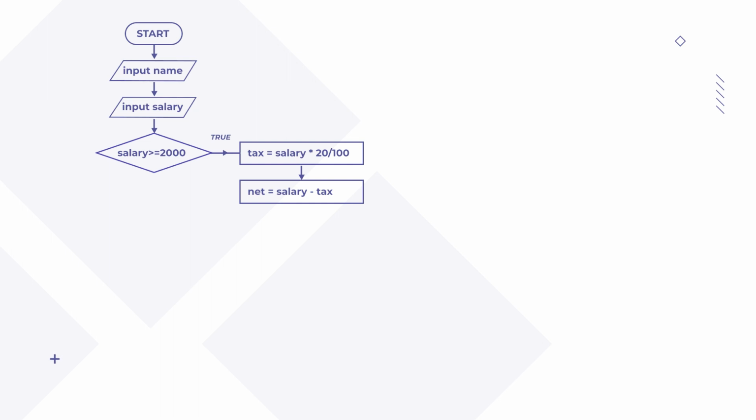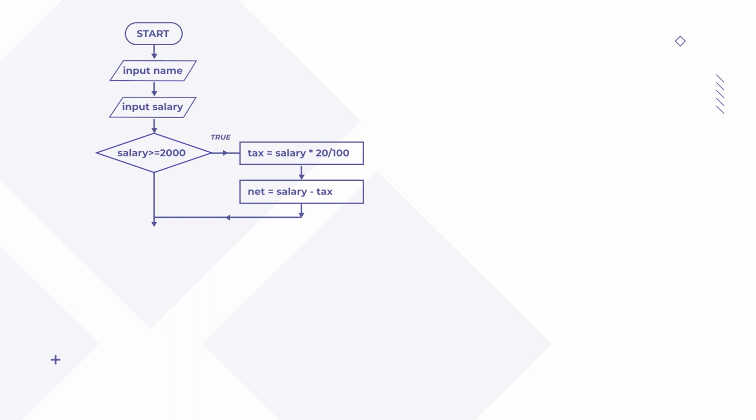After calculating the tax, what we need to do is calculate the net salary. So net is equal to the salary, subtract tax from that, and the result will be stored in net. Again, this is processing. And now it will come back to the mainstream.